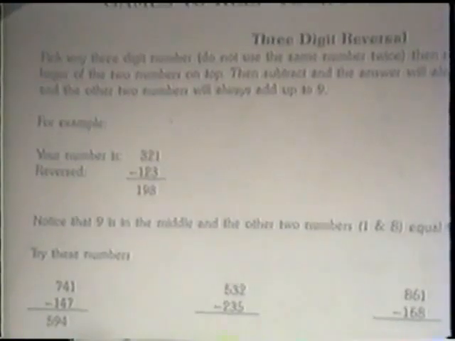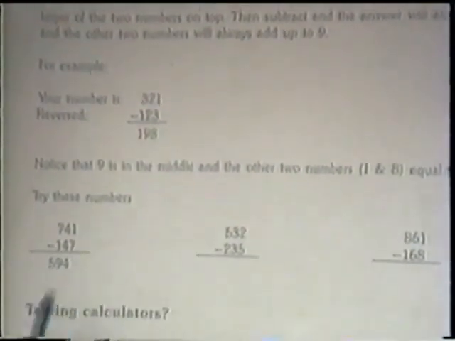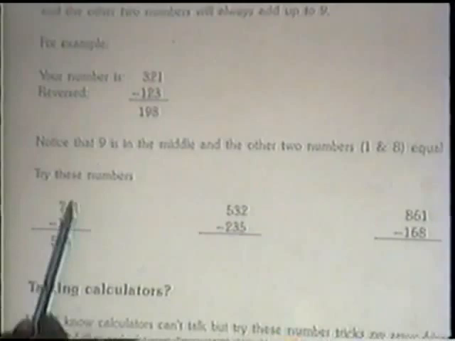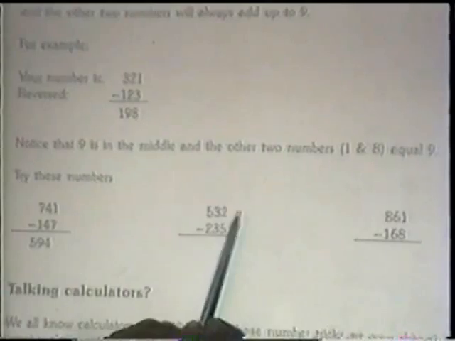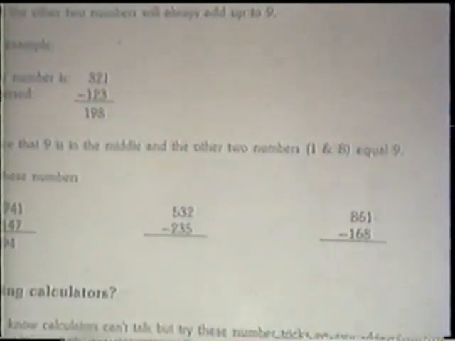Try these. 741. Reverse the number. 147. Subtract it. 9 is in the middle. 5 and 4 is 9. 532. Reverse it. You will always have a 9 in the middle, and the other two digits will always equal 9.